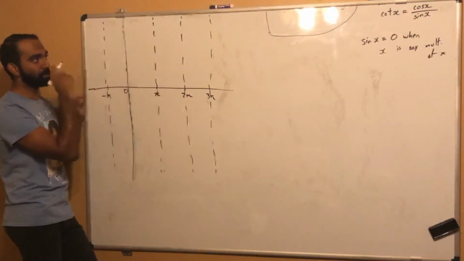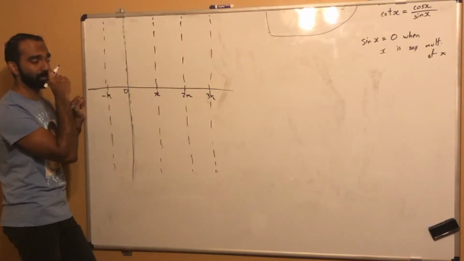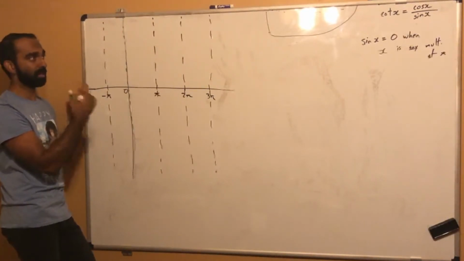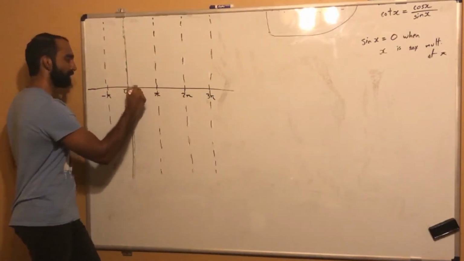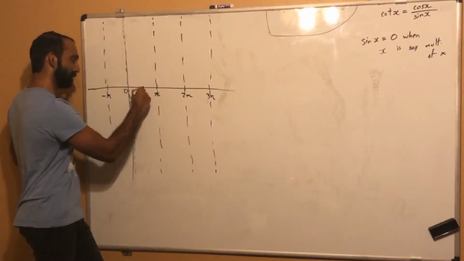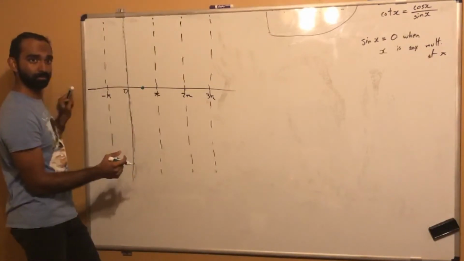Because if I stick pi over 2 in there, I get cosine of pi over 2 over sine of pi over 2. What's cosine of pi over 2? 0. Sine of pi over 2 is? 1. So 0 over 1 is 0. So I got a nice point right in the middle. So again, it looks like we're going to have a symmetric graph.